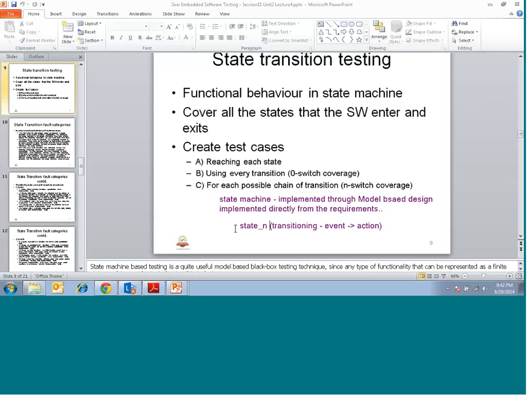0-switch coverage requires one test case for each possible transition, since one transition is there for each. Likewise, for n plus 1 consecutive transitions we have the n-switch coverage requirement. That is how state transition testing is taken care of, where transitioning has to be understood very well.